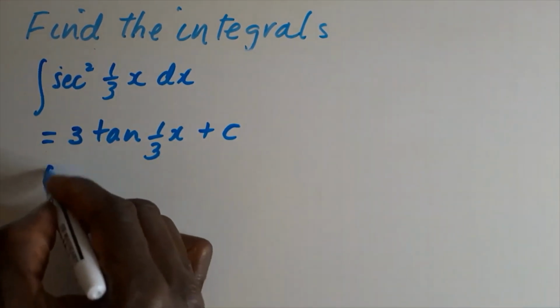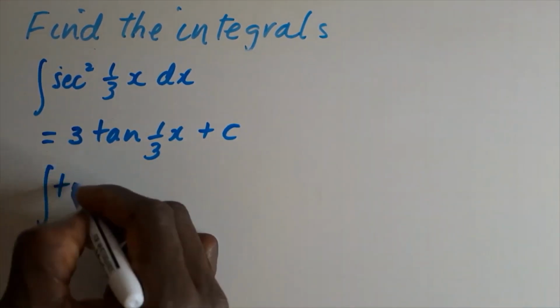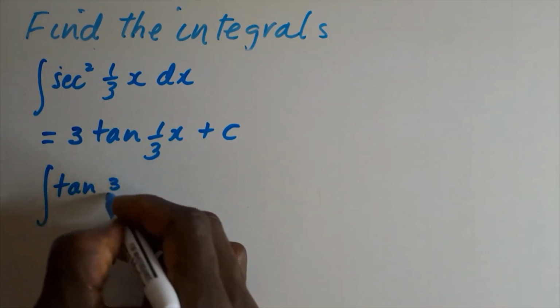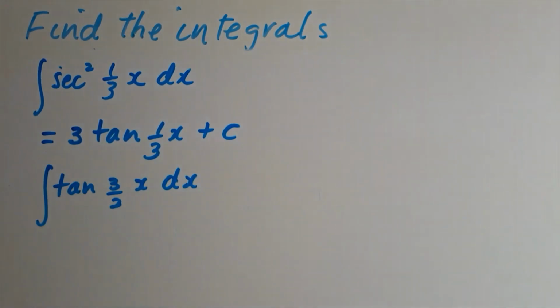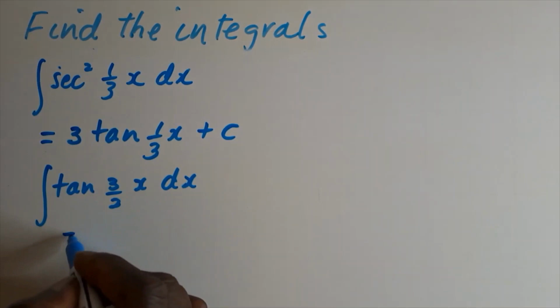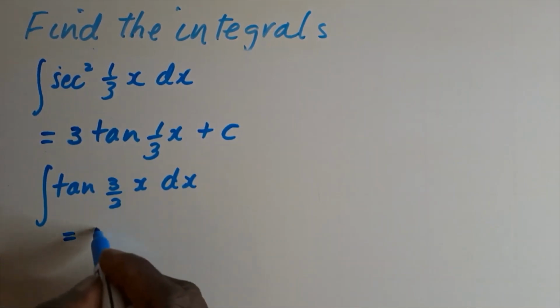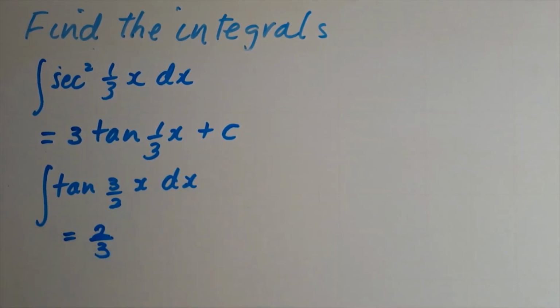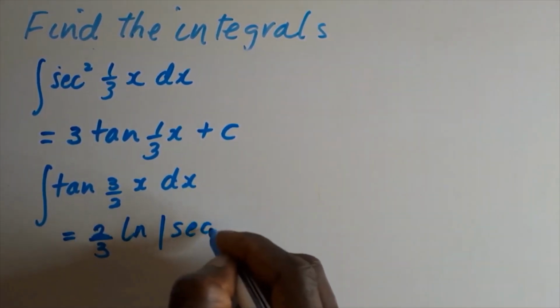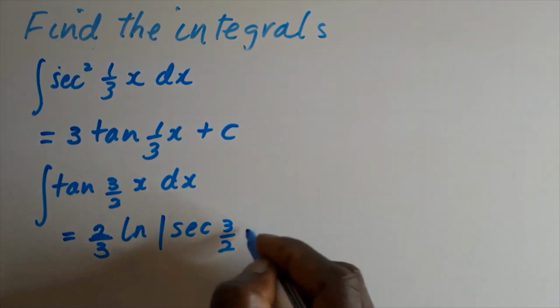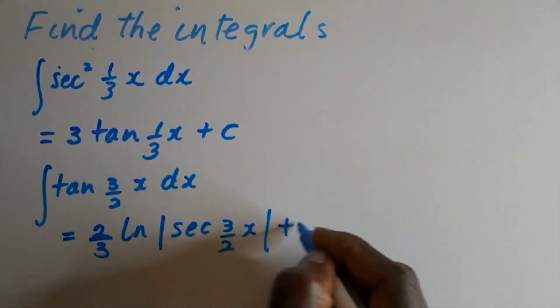And next we have tan 3 over 2 x dx. Well, here we have 1 over a, which gives us 2 over 3 ln. We have the modulus of sec 3 over 2 x add c.